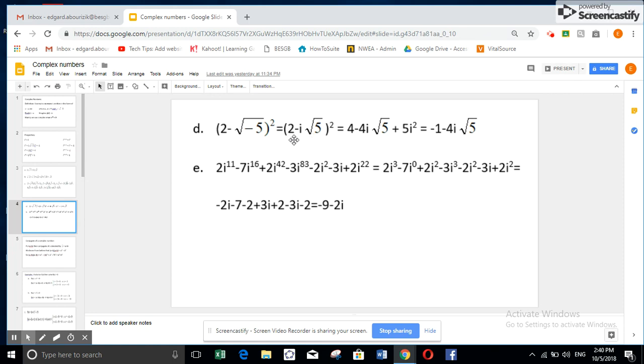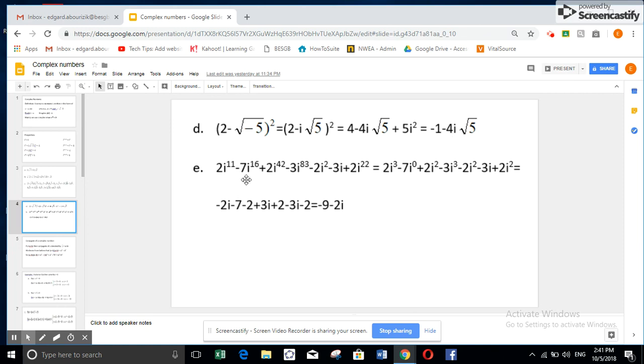You square the first, 4, minus 2ab. It means 2 times 2 times i radical 5. And you square the last one: i squared times 5, so 5i squared. But we know that i squared is minus 1. So it's minus 5. 4 minus 5 is minus 1, minus 4i radical 5. The real part is minus 1 and the imaginary part is the coefficient of i, which is minus 4 radical 5.